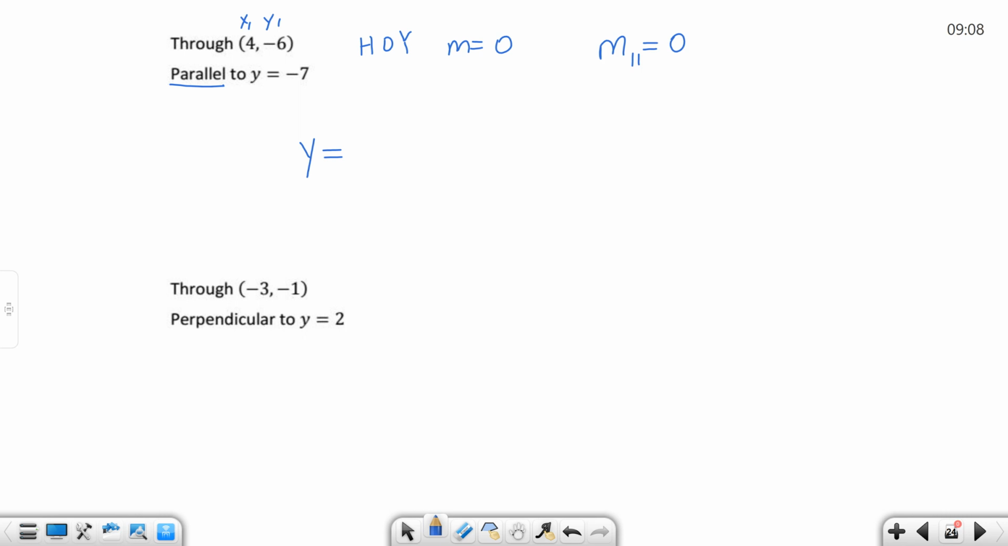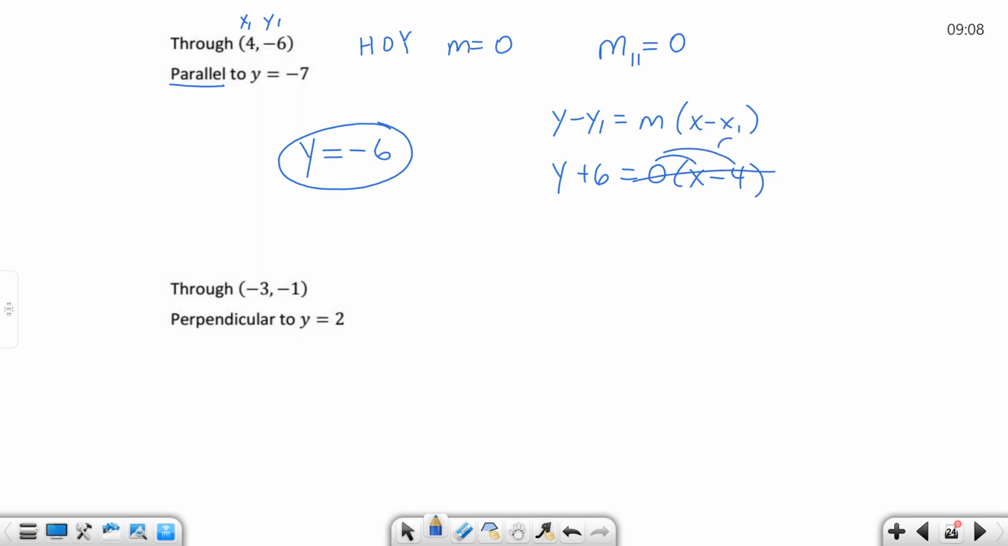So y equals what number? Well, what's my y value here? -6. I really want you to identify that and write down y equals -6. If you plug it in your formula, y minus y1 is going to work on this one. It's not going to work on undefined. Y minus -6 equals 0 times x minus 4. When you distribute the 0, the whole thing is 0. Then you subtract 6 from both sides, and you get y equals -6, which is what we have here. So that's where it comes from, but you need to identify it because it doesn't work when it's undefined. You can do it when it's 0, but not undefined. Okay?